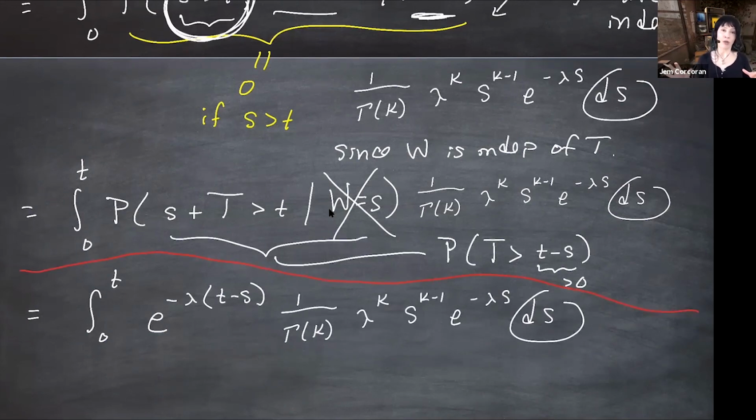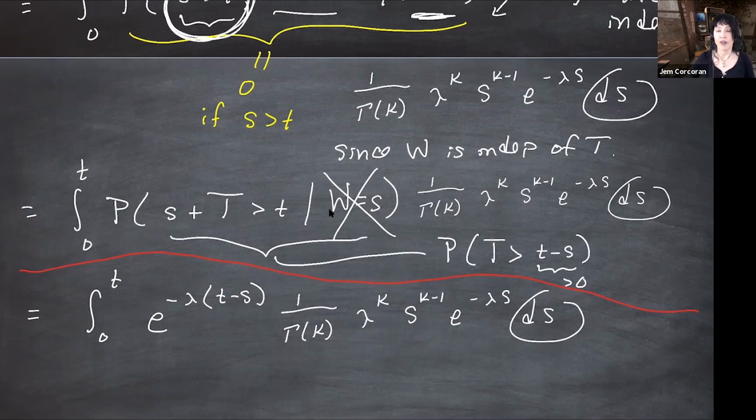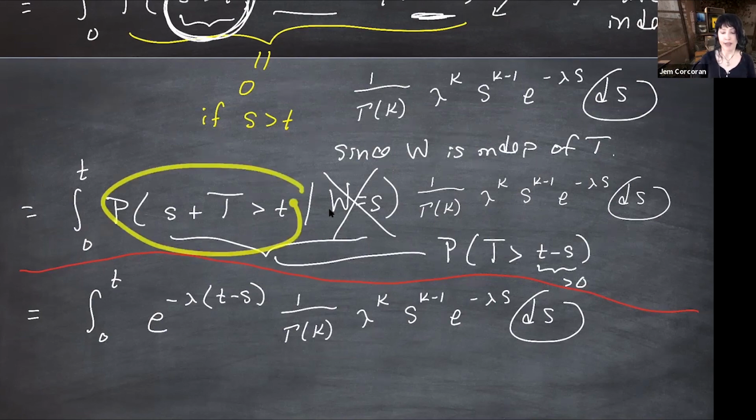Here's why I wanted to condition on W and not T. Because if I came down to a probability involving W being less than or greater than something, I don't know the CDF for the gamma distribution. You can't write that in closed form except in a few cases. And so if I had conditioned on T, then I would have been stuck at this point. But I do know how to write this down if T is exponential.